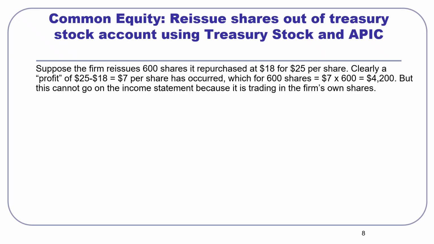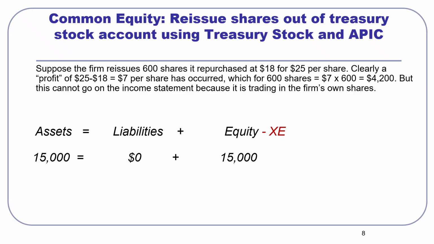But this cannot go in the income statement because the profit has arisen from the firm trading in its own shares. To record this in the accounting system, we start with the balance sheet equation, and obviously the firm is going to receive cash in the amount of 600 shares times $25, which is $15,000. So the balance sheet equation would appear like this. Obviously, assets go up for cash, $15,000. There are no liabilities, so the balance sheet equation would imply that equity must also increase by $15,000.